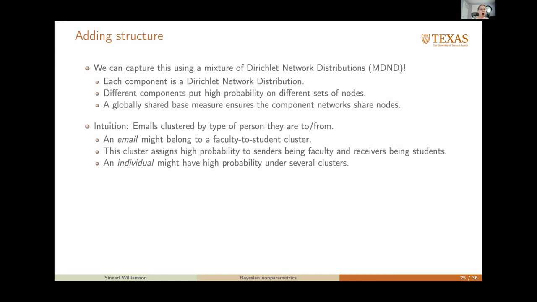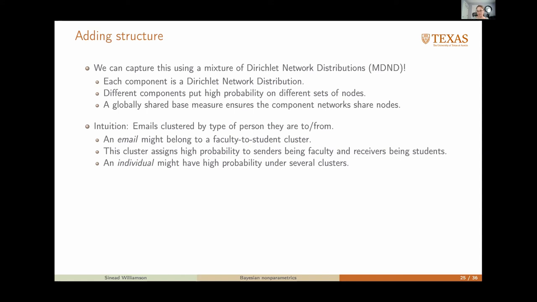So maybe he can belong to multiple clusters. So we want these clusters to have overlapping support. And again, we're going to do that using a hierarchical construction. So each node can have high probability under multiple clusters. Just like in the topic model, a word could have high probability in multiple clusters. Each email, if we're talking about emails, is going to belong to a single cluster, and it's going to pick from people who are high probability in that cluster. Right? And again, within each cluster, it's going to be asymmetric.